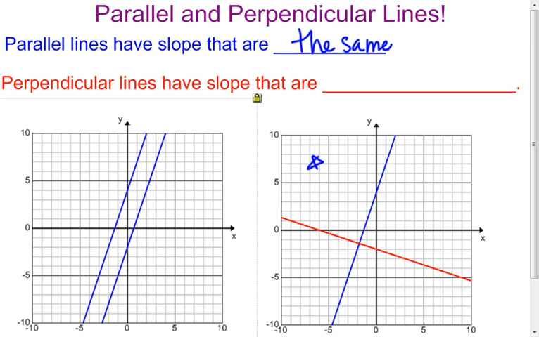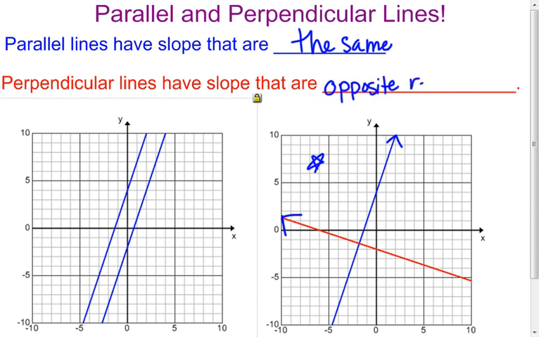Perpendicular lines, like in this picture over here, the blue and the red line, meet at a 90-degree angle somewhere along the line there. So one has positive slope and one has negative slope, you can see. This one would have a positive slope because it goes up to the right. This one would have a negative slope. But perpendicular lines have slopes that are opposite reciprocals of each other.